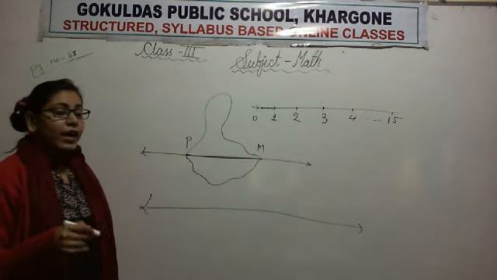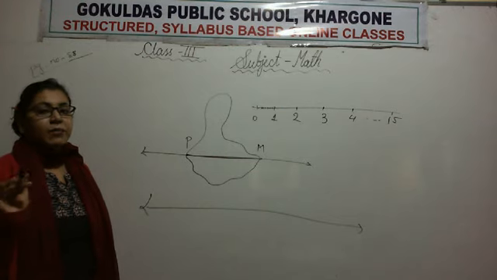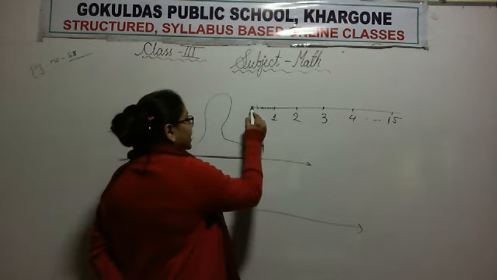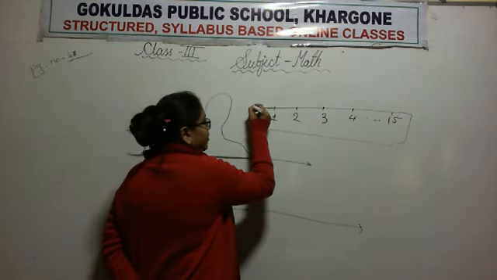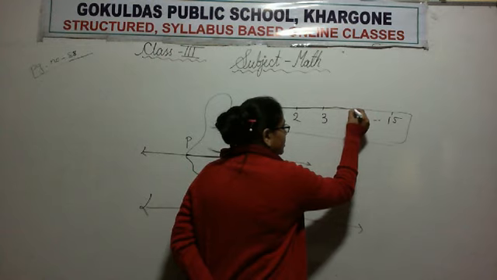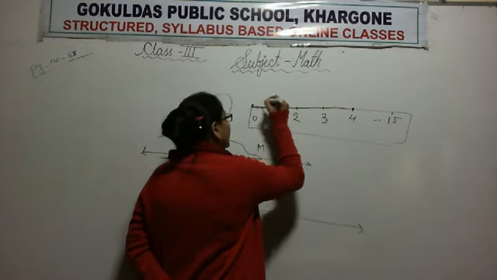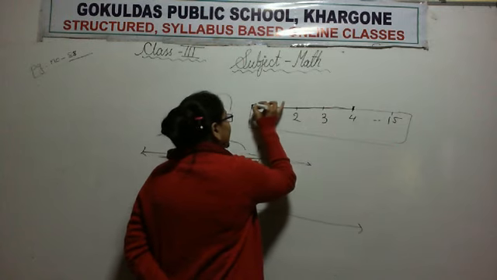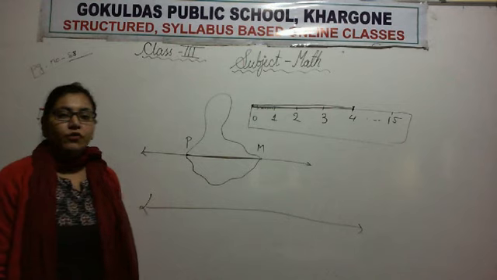So if I tell you to make a 4 centimeter segment, what will you do? You will take this scale, you will stop here, mark 2 points and make a line segment. This is how you will make it.